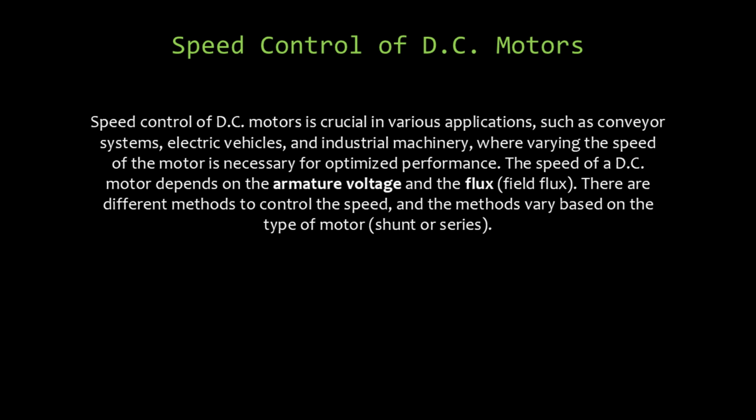Speed control is critical in DC motors for various applications like conveyor systems and electric vehicles. The motor's speed depends on 2 key factors: armature voltage and field flux. Different motor types require different speed control methods. The primary goal is to optimize performance by precisely managing the motor's rotational speed across various operational conditions.